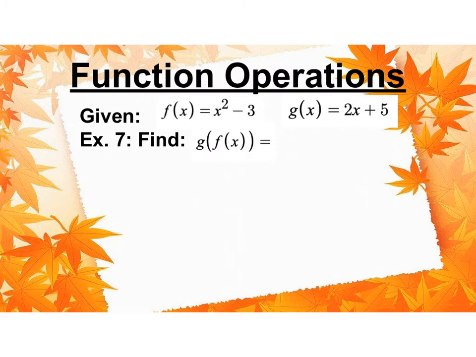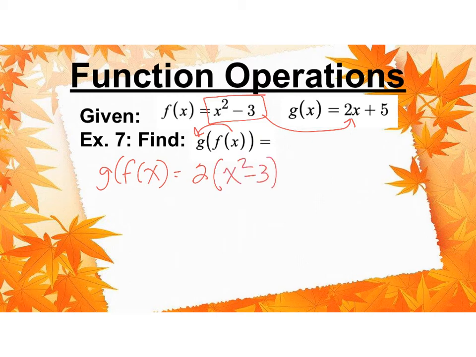Let's try a different order, g of f of x. So now I'm going to take f and plug it into g. So I'm going to take this group and plug it into there with parentheses. So g of f of x is 2, open parentheses, plug my f in, x squared minus 3. Don't forget that plus 5 at the end. And let's simplify. 2x squared minus 6 plus 5 is 2x squared minus 1.